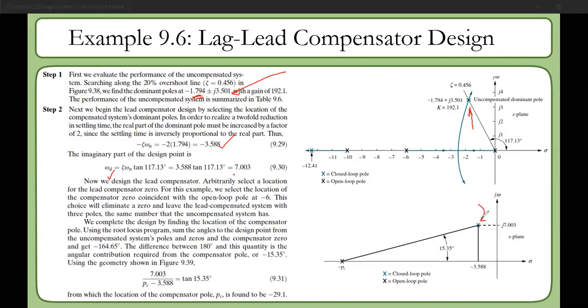Once we know the new location, you have to choose a zero location. As you know, the angle contribution of the lead compensator will come from a zero and a pole. The zero has to be closer to the origin than the pole. You have to assume one of them because you have an infinite number of solutions. So assume one, and the other one will come from the calculation. In this particular case, they're assuming it at the -6 location.